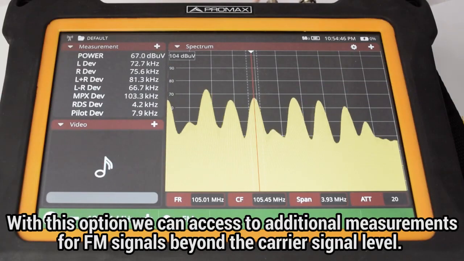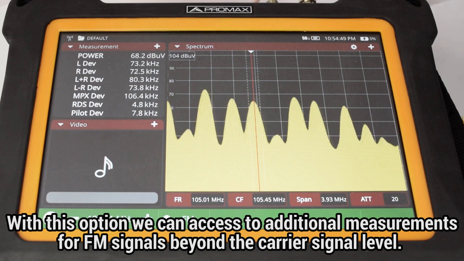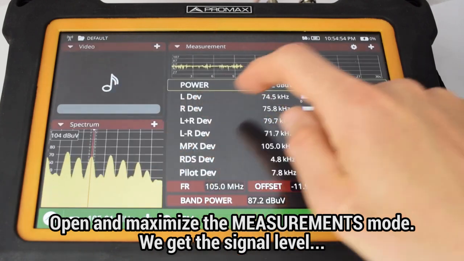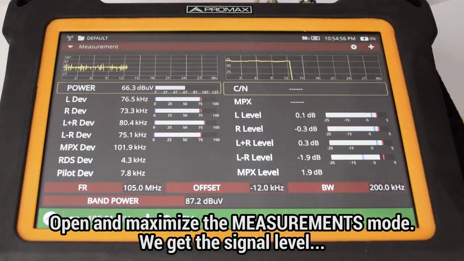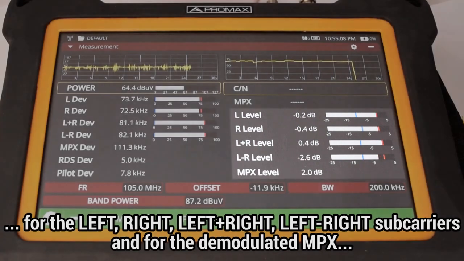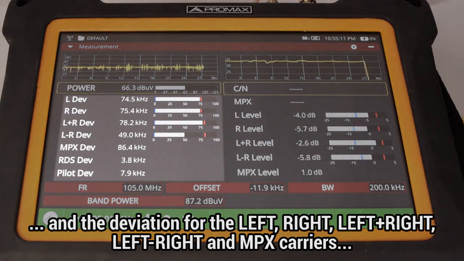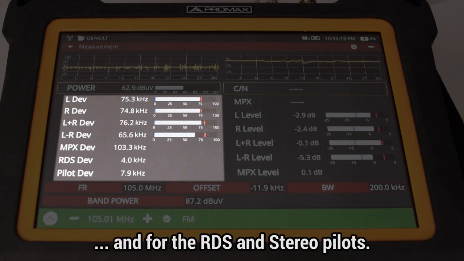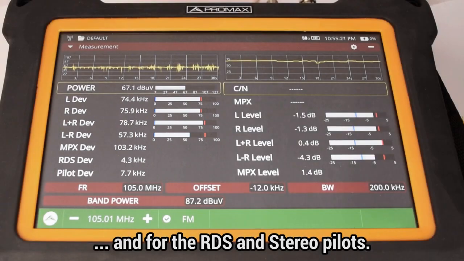With the Advanced FM option, we can access two additional measurements for FM signals, beyond the carrier signal level. We can see this at the Measurements mode. If we maximize this window, you can get the signal level as well for the left, right, left plus right, left minus right subcarriers and for the demodulated MPX, as well as the deviation for the left, right, left plus right, left minus right and MPX carriers and for the RDS and stereo pilots.